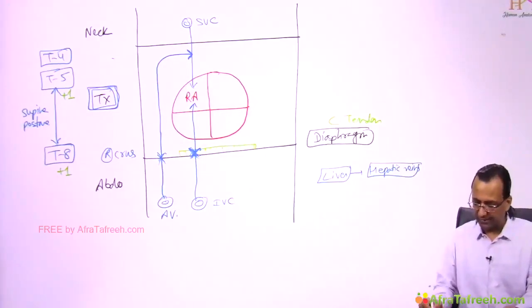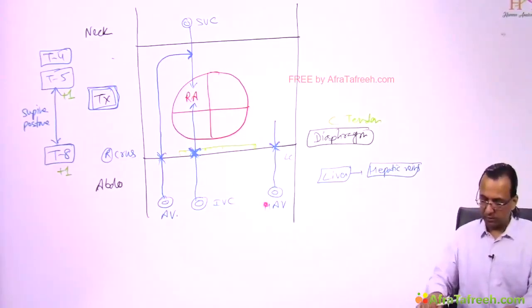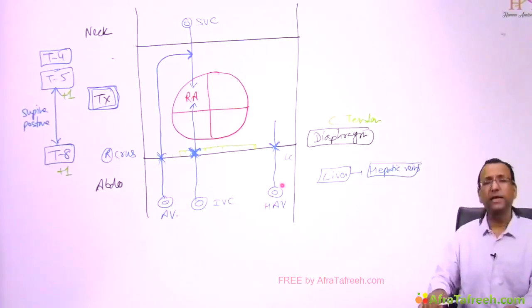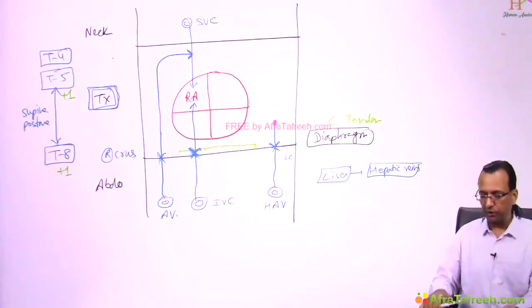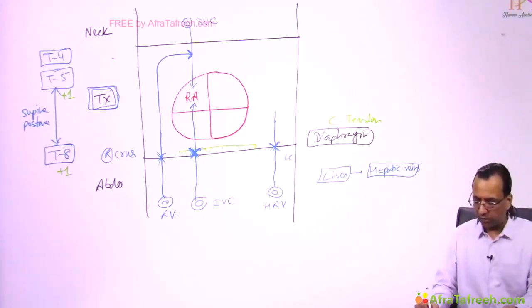There is a hemiazygous vein which is formed in the abdomen and punctures the left crus of the diaphragm to enter the thorax. So this hemiazygous vein, formed in the abdomen region, will puncture the left crus of the diaphragm to enter the thorax region, and drain the lower intercostal spaces.